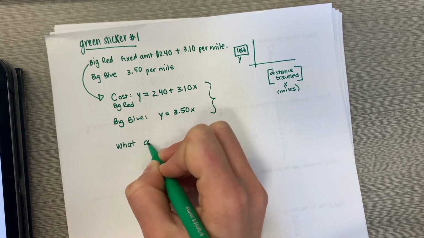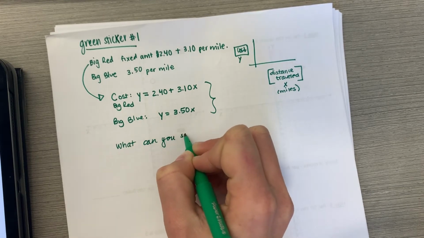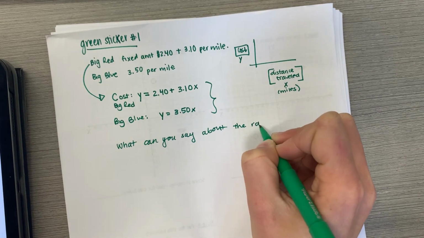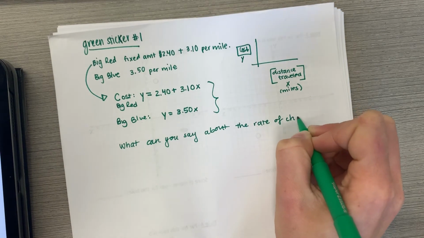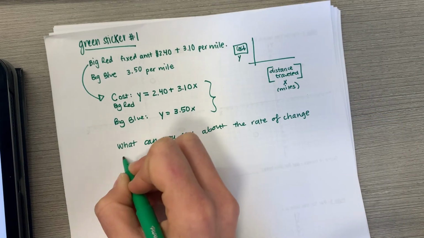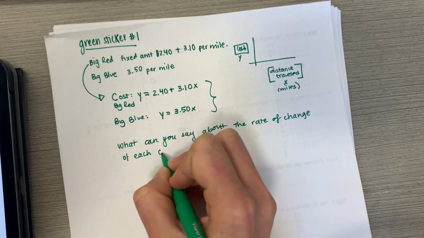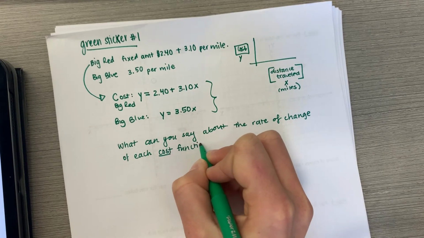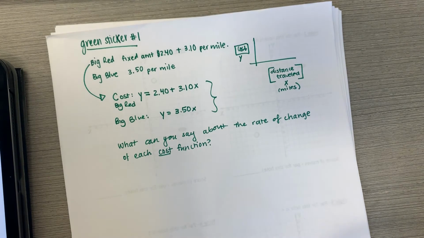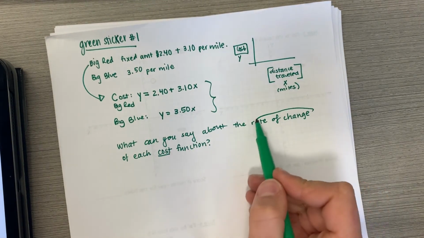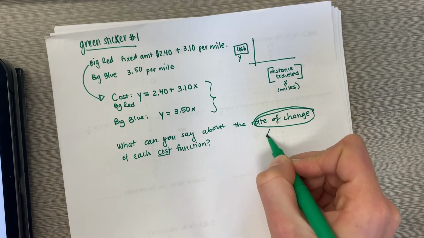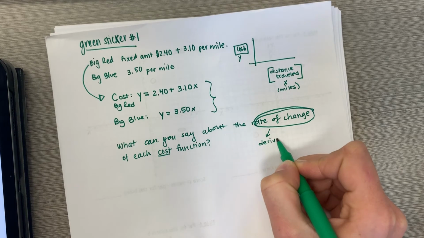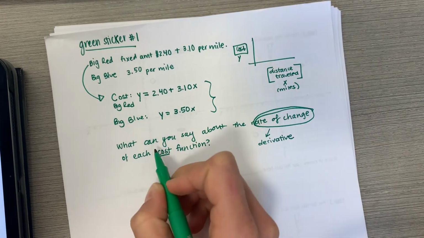This is the tough part. What can you say about the rate of change of each cost? I don't like the word fare. Cost function. So what is that asking for? It's asking for, what can you say about rate of change? That should make you think of the derivative. I was waiting for you to think about it. The derivative of each cost function.